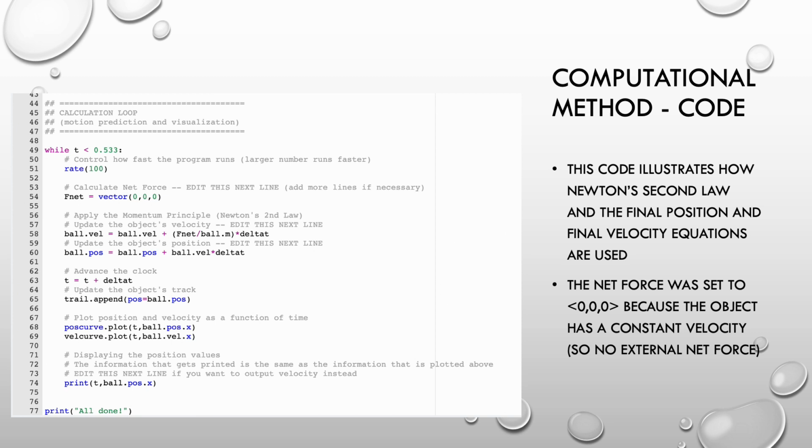And here is my computational method and the code that illustrates how Newton's second law and the final position and final velocity equations are used, which I talked about earlier. And the net force was set to 0, 0, 0 because the object has a constant velocity, which means there is no external force. And you can see the two equations that I just talked about right up here. Those are the two equations.